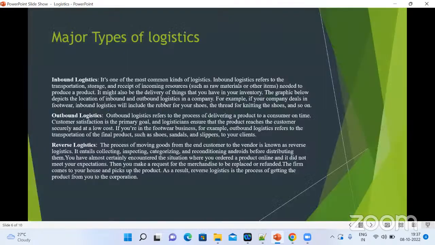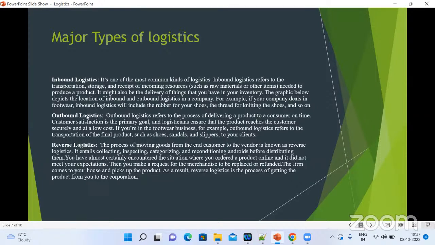Then coming to the next major types of logistics, we have inbound logistics, outbound logistics, and reverse logistics. Inbound logistics is whenever we do some manufacturing, we need raw materials and other items to produce that product. If you take shoes, we need thread, leather, and multiple needles to become shoes. All these things coming to the company become inbound logistics.